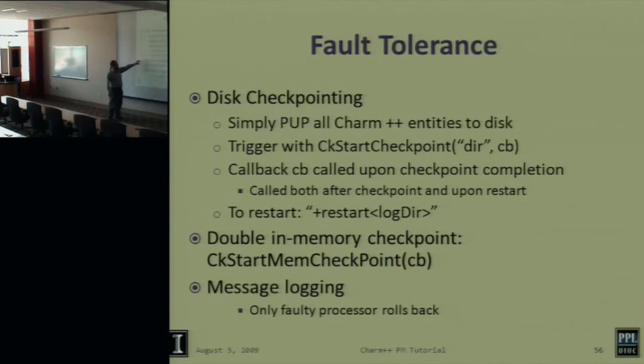You can also do in-memory checkpointing using the built-in double memory checkpointing routines. And in this case, you would be resuming from a memory checkpoint after you've experienced a fault. So you've lost one of your processors. And you've also enabled the message logging scheme. And in that case, only the faulty processor will have to be rolled back to a checkpoint, and everyone else won't need to roll all the way back to a checkpoint. But it's not the default scheme, but it can be accessed by applications which need it.